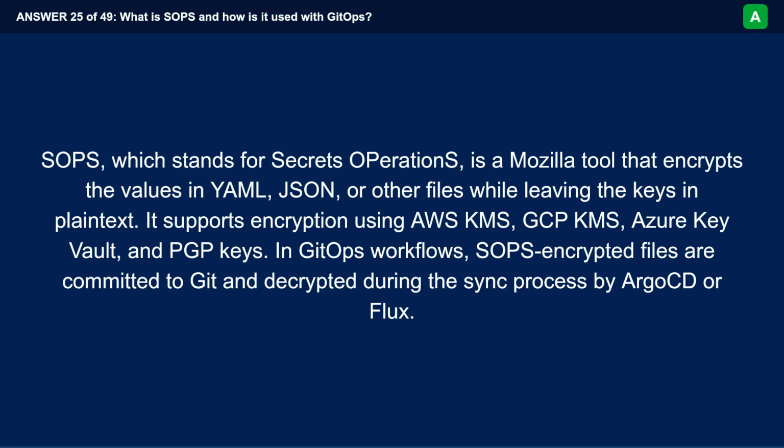SOPS, which stands for Secrets OPerationS, is a Mozilla tool that encrypts the values in YAML, JSON, or other files while leaving the keys in plain text. It supports encryption using AWS KMS, GCP KMS, Azure Key Vault, and PGP keys. In GitOps workflows, SOPS encrypted files are committed to Git and decrypted during the sync process by ArgoCD or Flux.